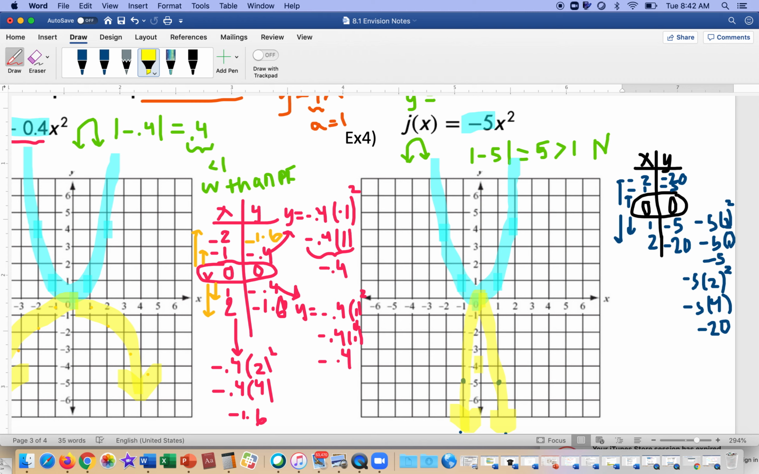Negative, it's upside down, the yellow's upside down, comparing to the parent's in blue. The yellow, the equation that we're looking at, j of x is equal to -5x squared. Absolute value of -5 is 5, which is greater than 1, so it is narrower. The yellow is narrower than the blue, than the parent function.